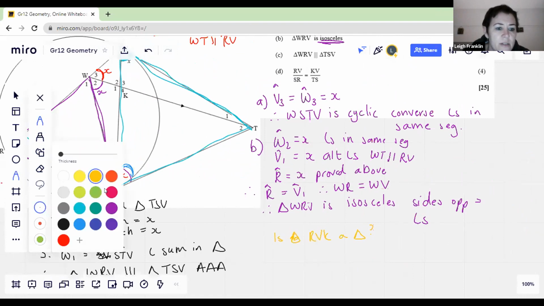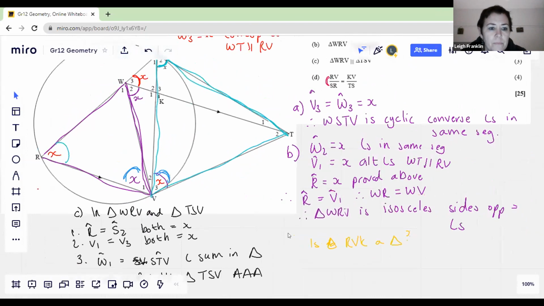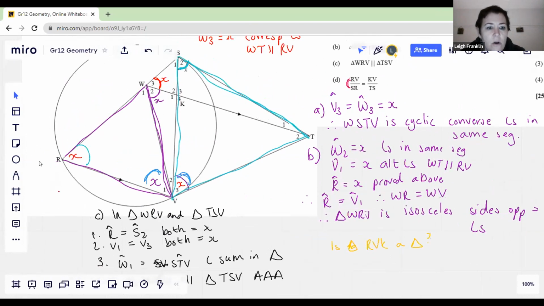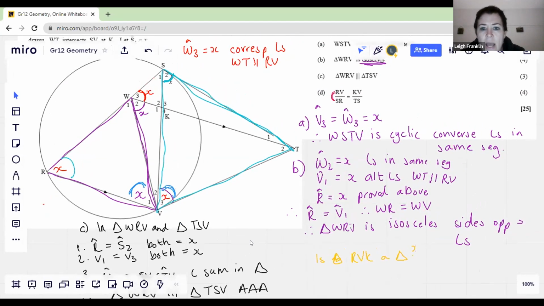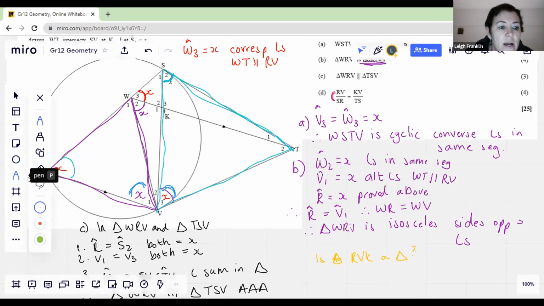Now we're going to ask ourselves, is RSV a triangle? RSV is a triangle, so that works. But now KVTS. KV, where's K? KVTS is not a triangle. So now we've seen a situation where side and side and around the outside does not work.